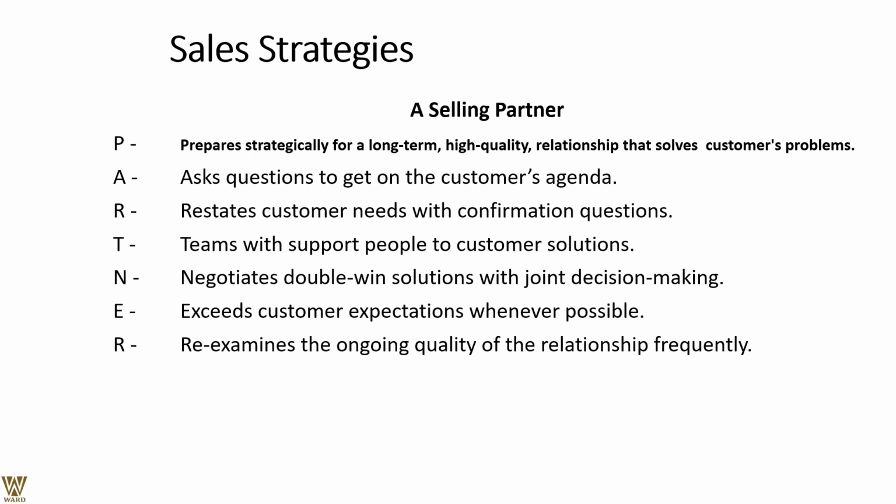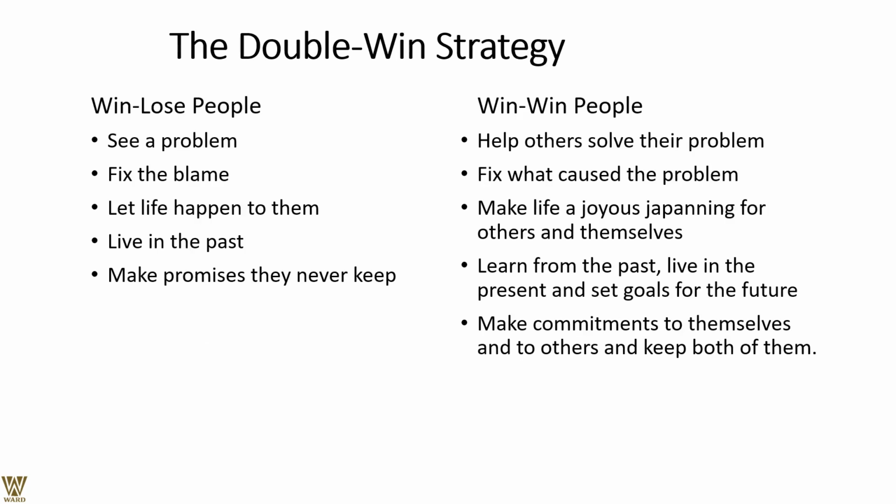N is to negotiate double win solutions. Remember, a double win solution with joint decision making. E is to exceed customer expectations. R is to re-examine the ongoing quality issues, if there are any, and be prompt on them. So the double win strategy is something you need to decide upon.